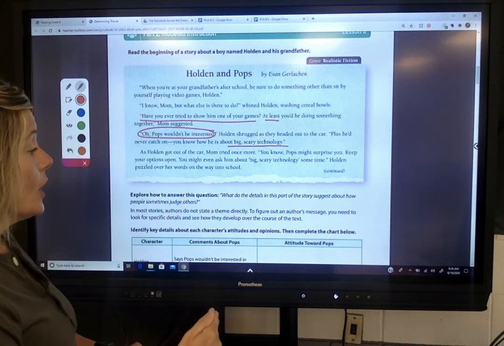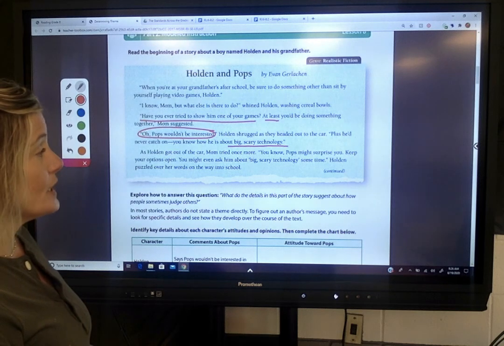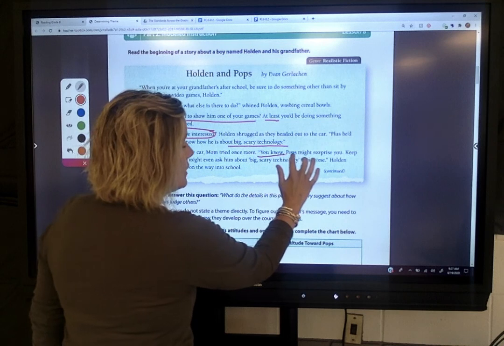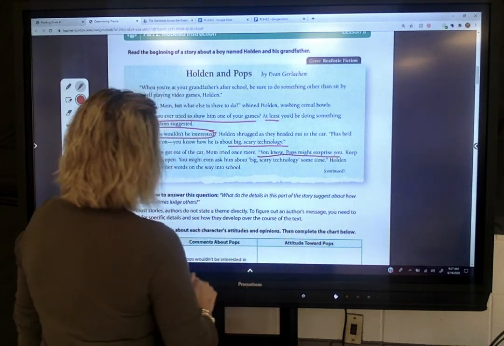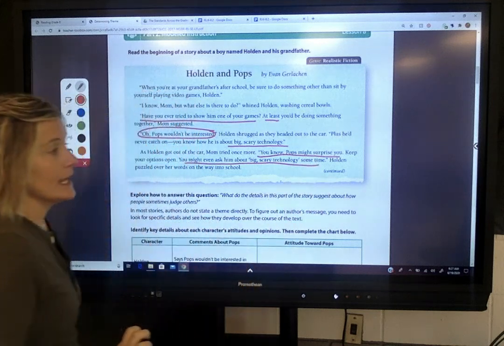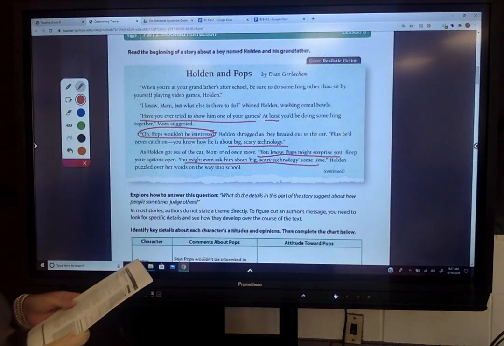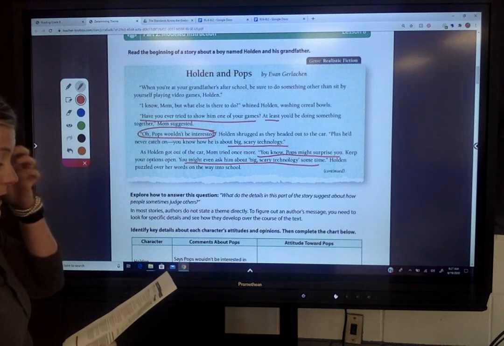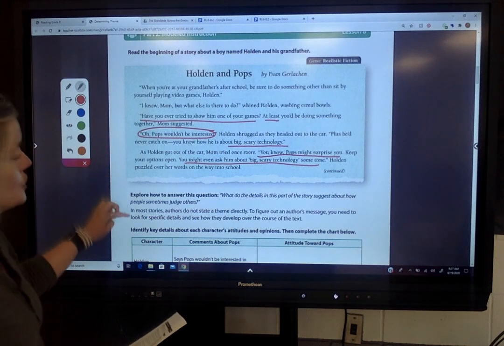But Mom comes in with a different kind of point of view or attitude. She says to him, you know, Pops might surprise you. You might even ask him about big, scary technology sometimes. So we can see that the theme is emerging in this particular part of the story.